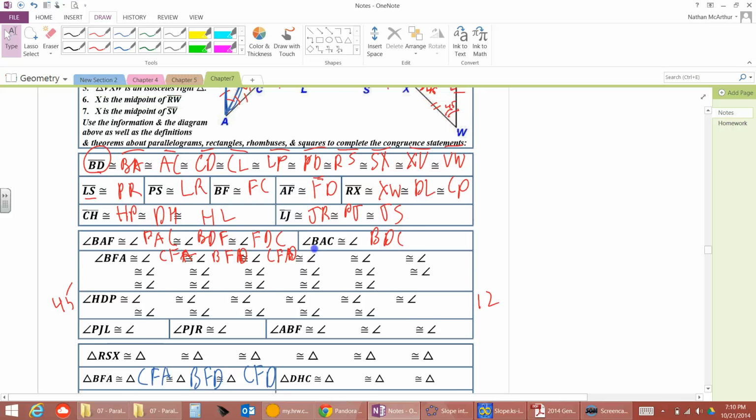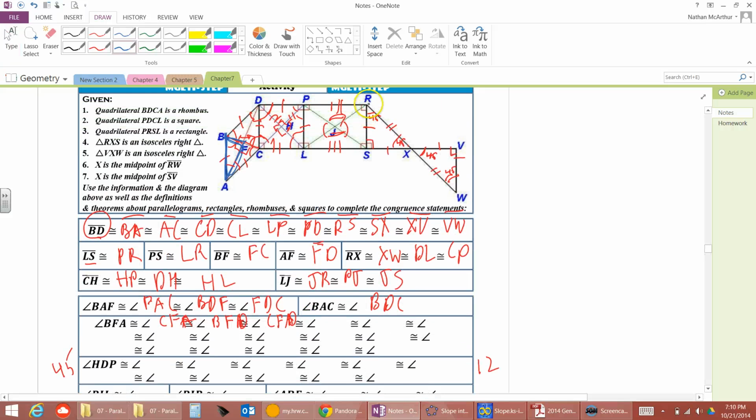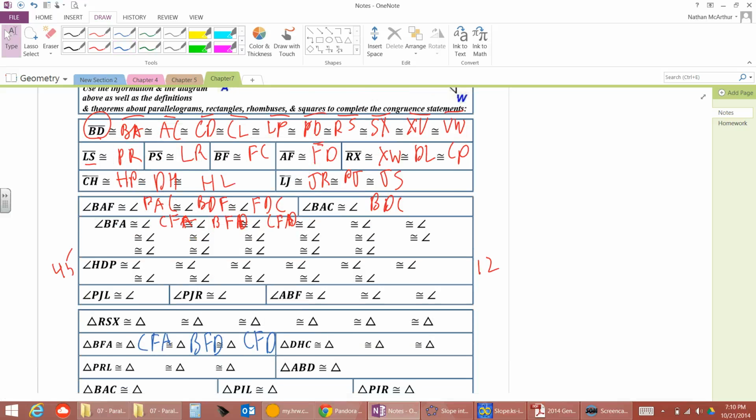Oh, how about triangle RSX? Where's RSX? Here is RSX. You're actually going to have 6 different triangles. You got this one here, this one here. This is another 45, 45, 90 triangle. Here's another one here. Here's another one here. And here's another one here. You've got 6 total triangles to deal with as far as congruence goes there. I'll let you write those all out.